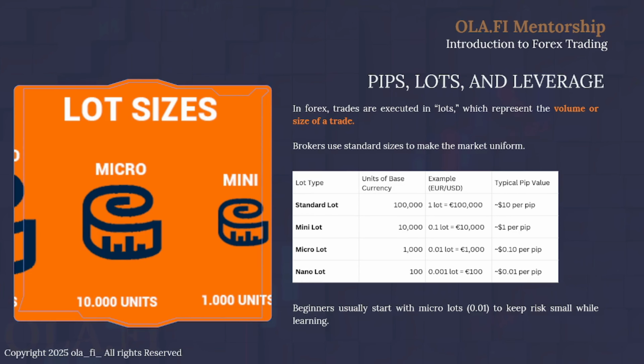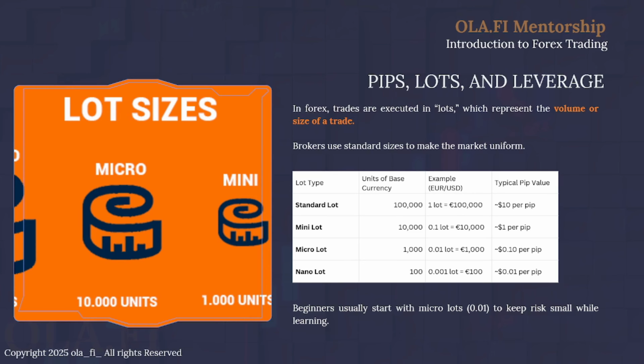So in Forex, trades are executed in lot sizes. So now we're going to lot sizes, the value of a position that you put in a trade. Lots represent the volume or size of a trade. Brokers use standard sizes to make the market uniform. So there is a standardized way of measuring lots, uniform across CFD brokers. So we have a standard lot. A standard lot is 100,000 units of the base currency.